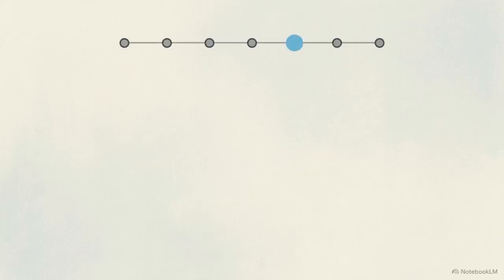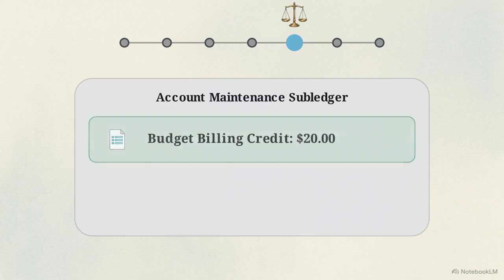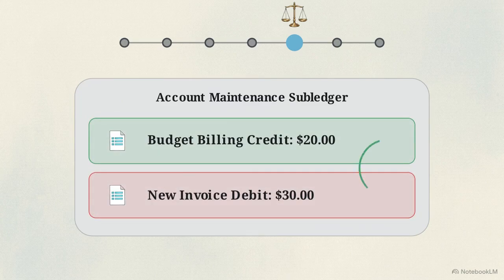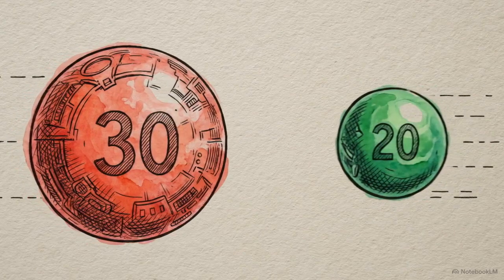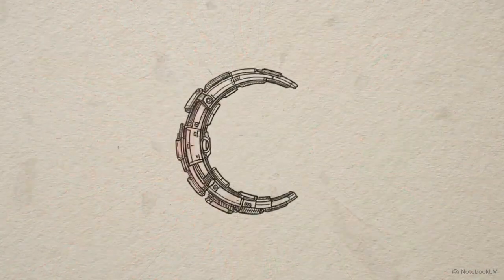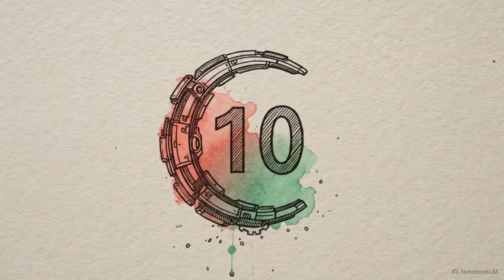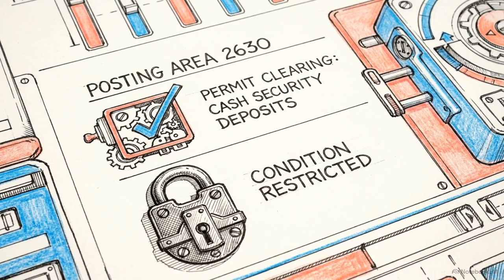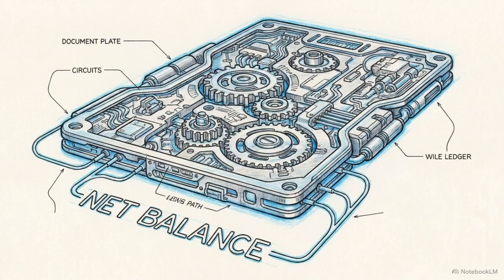Take a baseline example. The system detects an existing $20 credit from a budget billing request. It prepares to offset that credit against a new $30 invoice debit. The pipeline automatically clears the historical credit against the new charge, leaving only a newly calculated $10 open balance for the customer. Architects can heavily restrict this step. For instance, using Posting Area 2630, you can configure your system to permit the clearing of cash security deposits only during a final billing process. Integrated account maintenance ensures that the final generated invoice always reflects the true, real-time net financial reality of the customer.